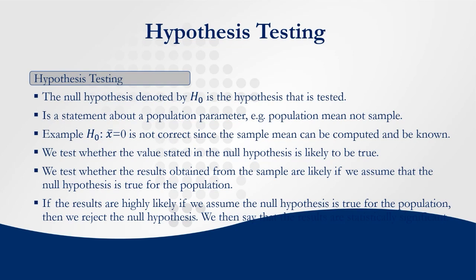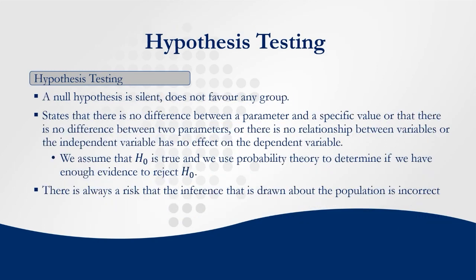I will give some examples of the null hypothesis and it will make sense. So our statistical tests are about the null hypothesis. The null hypothesis is about population parameters, so when we state it, we will be saying something about the population parameter. A null hypothesis is silent. It doesn't favor any group. That's how you put the null hypothesis.